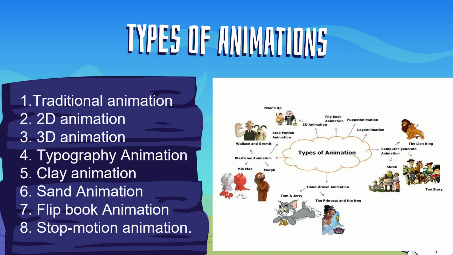The seventh one is flipbook animation. That means a simple way to make animation by flipping drawings that you already know. The last but not least is stop motion animation. That means taking pictures of objects and moving them slightly each time. For example, we can tell Wallace and Gromit used this technique.